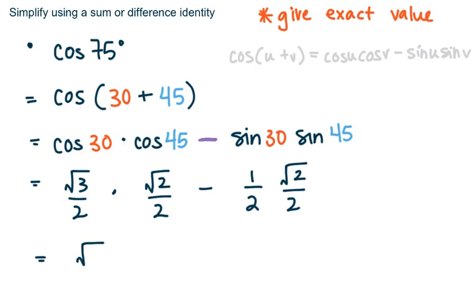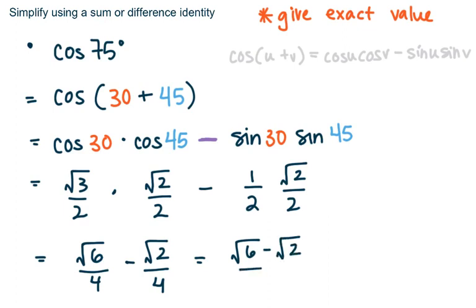Simplifying, I have root 6 over 4 minus root 2 over 4. Or more concisely, root 6 minus root 2 over 4. In my opinion, this is completely acceptable as your final answer, but I do want you to note that sometimes you may see something in your homework where they'll factor a GCF out.